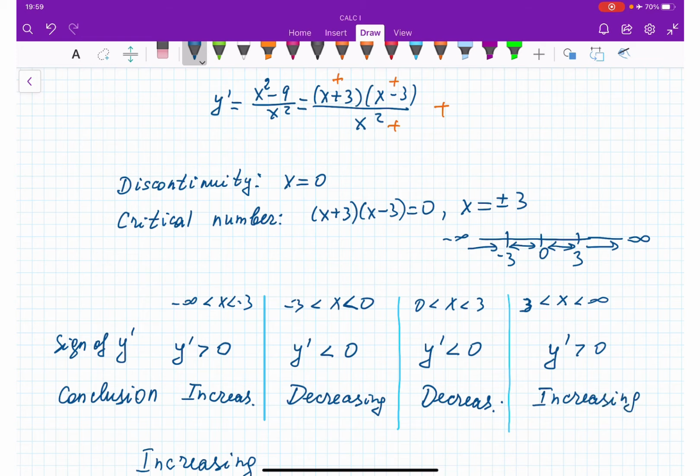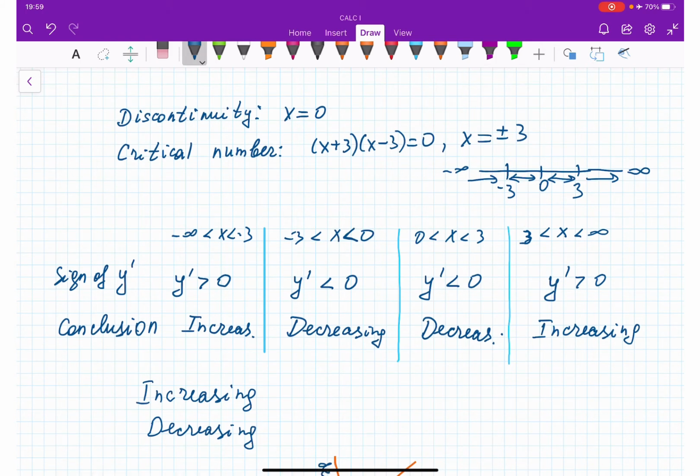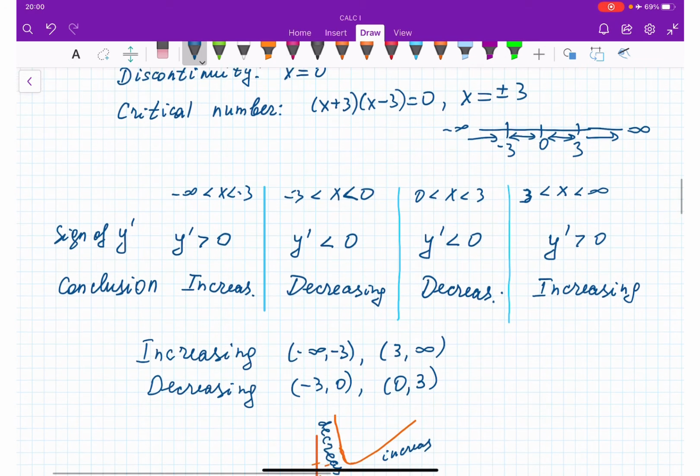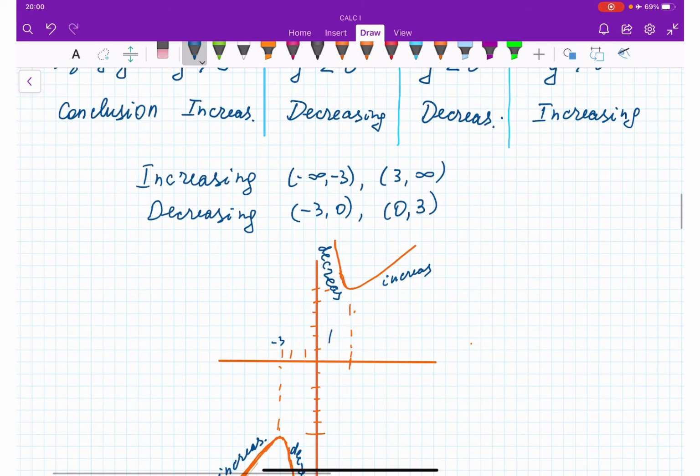Okay, so what do we have? The graph is increasing. The function is going to increase on interval negative infinity, negative 3, and on interval 3 and infinity. It's decreasing on interval negative 3 and 0, and decreasing on interval 0 and 3. And I have already prepared the graph, so I don't have to graph it again.